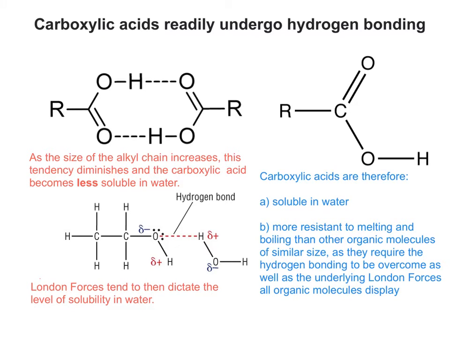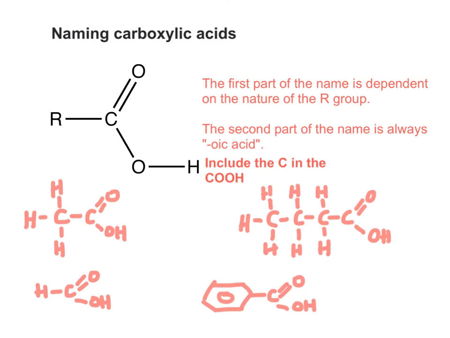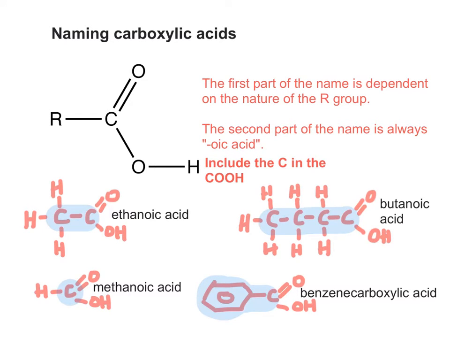So there eventually reaches a point where they actually become of similar solubility to other similar sized organic molecules, and the effect of the hydrogen bonding is barely felt. And you always also include the carbon in the COOH group. So these four would be ethanoic acid, methanoic acid, butanoic acid and benzene carboxylic acid. You can see that I've highlighted the carbon chains that I need to use when I'm describing what the first part of the name is. They all end in oic acid, apart from benzene carboxylic acid. That one's a little bit of an anomaly.